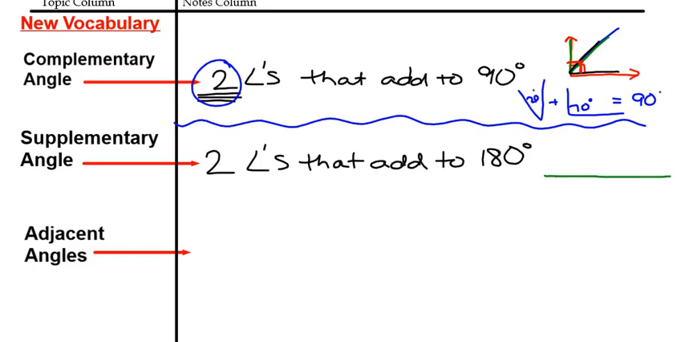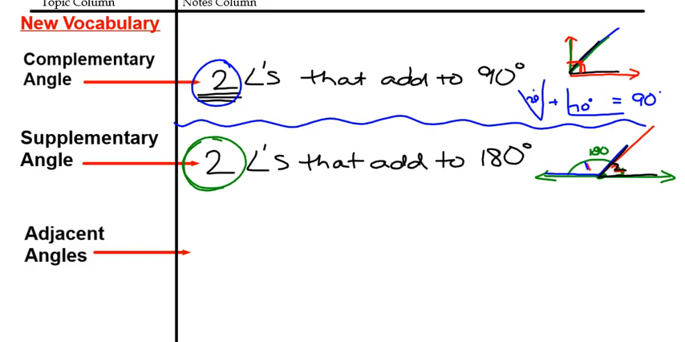something that would look like this. Is that supplementary angles? Well, the question is, does that add up to 180 degrees? And the answer is yes. But is it 2 angles? And the answer there is no. As soon as I divide that, now I have 2 angles, angle 1 and angle 2. And those 2 angles, angle 1 and angle 2, now add up to 180 degrees. Those are supplementary angles.